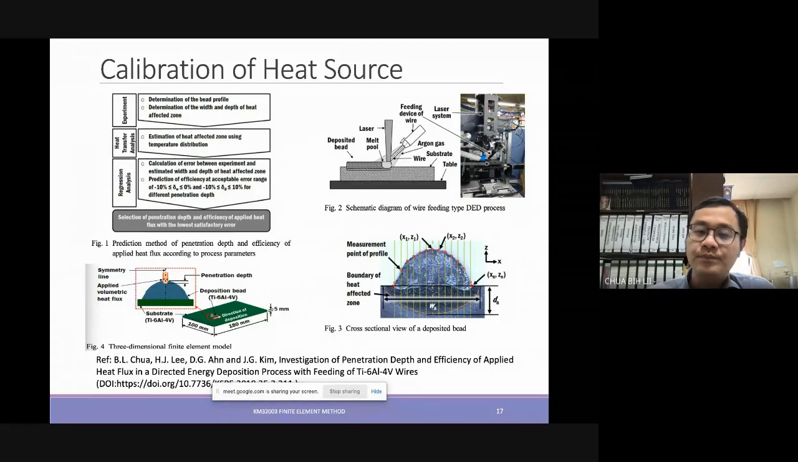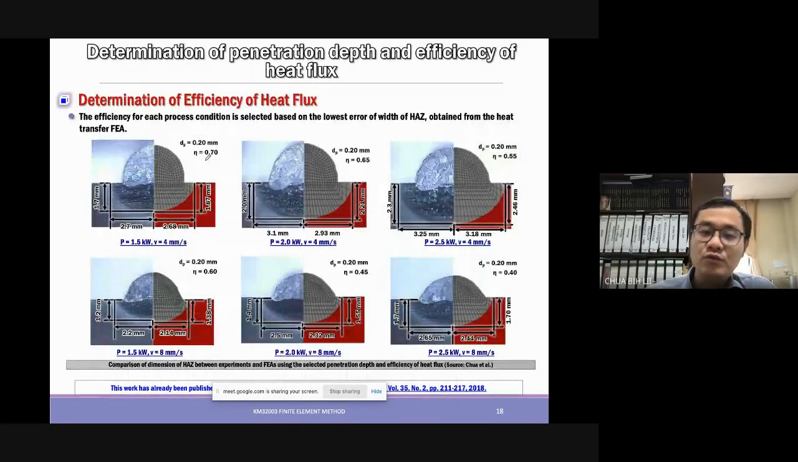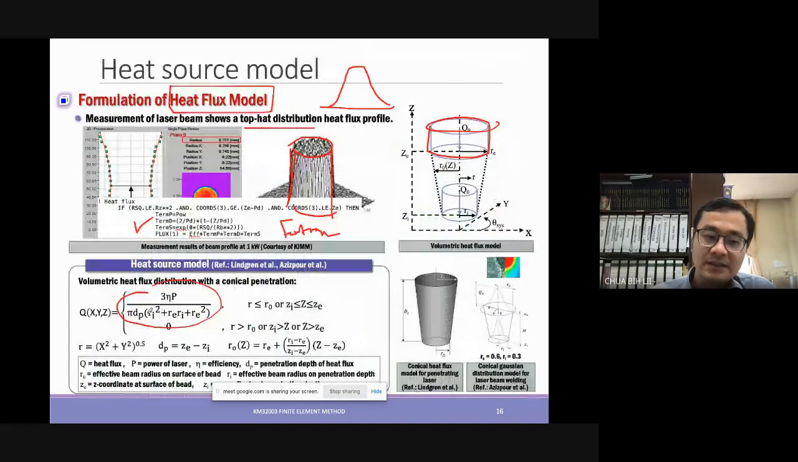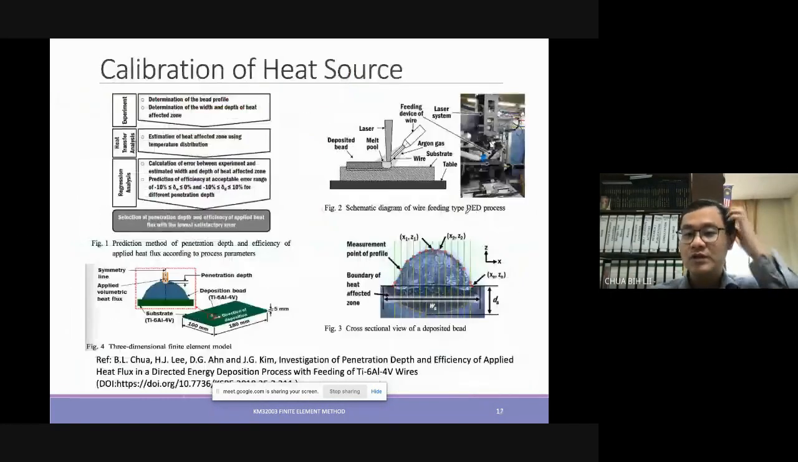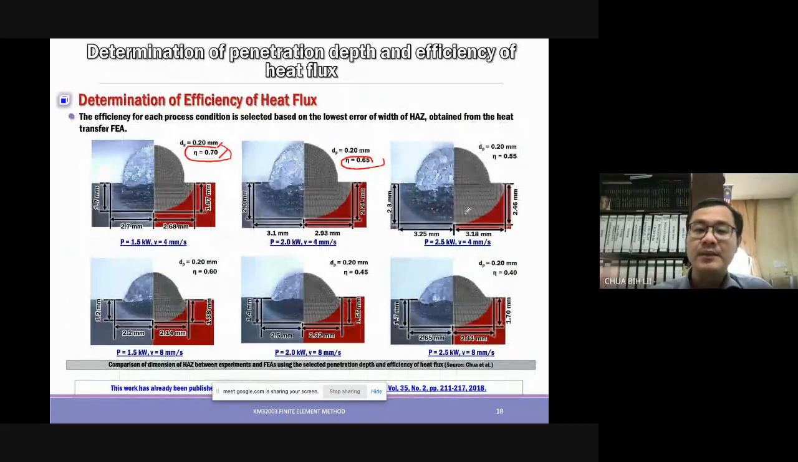So what we do is we do the experiment and then we cut the cross sections and measure how it looks. We build the model, and then we start to compare. We build different models using different efficiencies. In the model itself there is a DP and there is efficiency. The rest we can roughly put in, but DP, which is the penetration depth, we may not know how deep it is, we cannot measure it. Therefore we need to estimate or calibrate it through the experiment and the analysis.